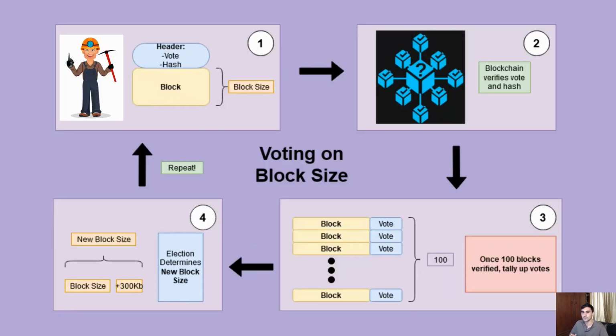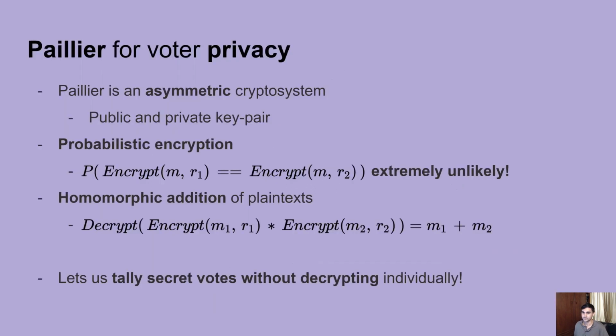So my proposal to resolve this issue of block size is, when a miner mines a block, they will add a vote to the header. Then when this is sent to the blockchain, it can verify both the vote and the hash. Then once 100 blocks have been verified, we can tally up these votes. And then the result of that election will determine the new block size, whether we additively increase, decrease, or keep blocks the same. And this process, of course, will repeat.